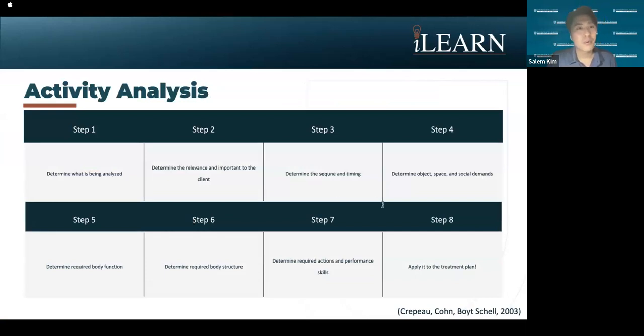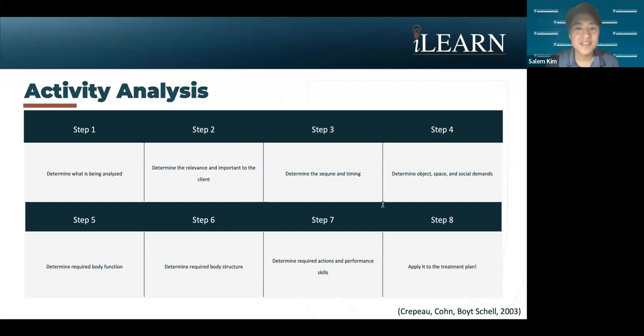One of the most important concepts when it comes to occupation-based intervention is activity analysis. Here is the simplified version of each step of activity analysis. I'm pretty sure you guys already went through this concept in your biomechanics class. Maybe I am confused a little bit here. It's been quite some time.